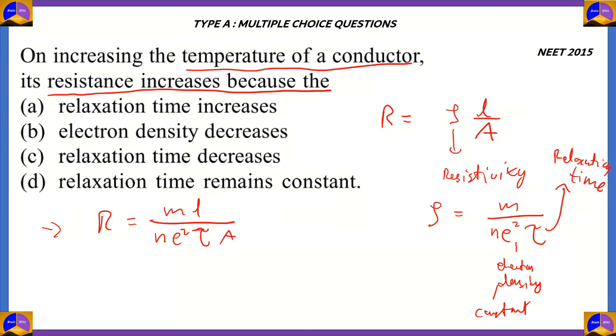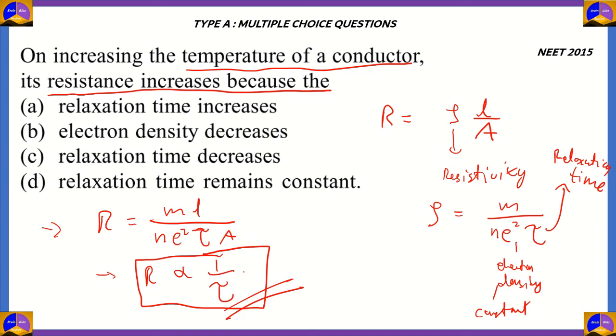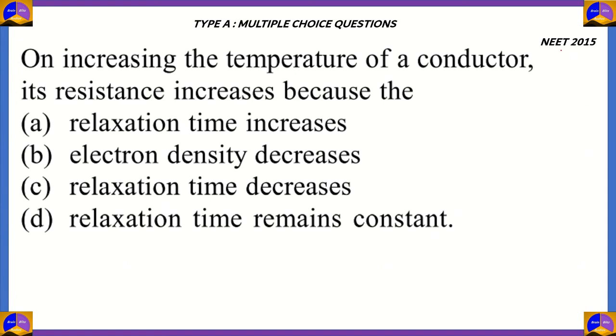So now what we can do is derive the relation that R is inversely proportional to the relaxation time. So if the resistance increases, it is because the relaxation time is decreasing. So we've already found our answer. But how do we know that resistance increases if the temperature increases? For that we use the formula R equals R naught times 1 plus alpha T, where the capital T stands for temperature in Kelvin, so R is proportional to T. As temperature increases, the resistance increases. And as resistance increases, according to our earlier formula, the relaxation time of electrons decreases. So therefore, option C, relaxation time decreases, is the correct option for this question asked in 2015.